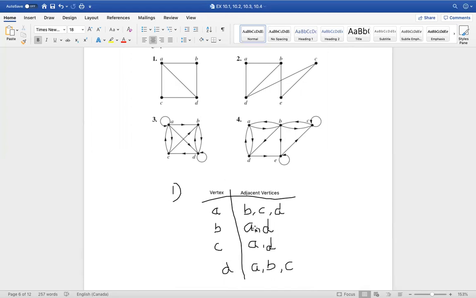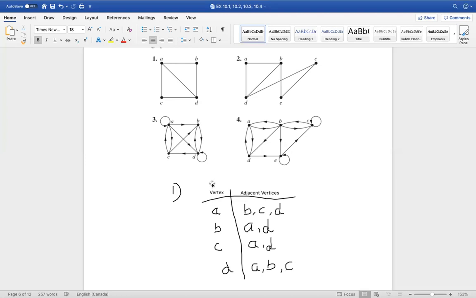So here we have 4 vertices, as we know. For vertex A, we have the adjacent vertices as B, C, and D because it has edges going to B, C, and D, right? For B, we have A and D because it has edges to only A and D, and not to C. For C, we have A and D, because C only has edges to A and D. And D has an edge to A, B, and C, all of them. So therefore the adjacency list comes to this.